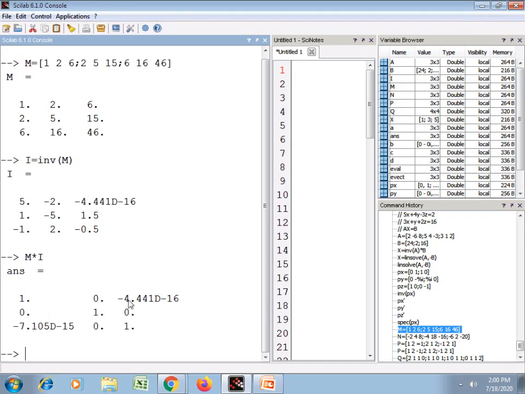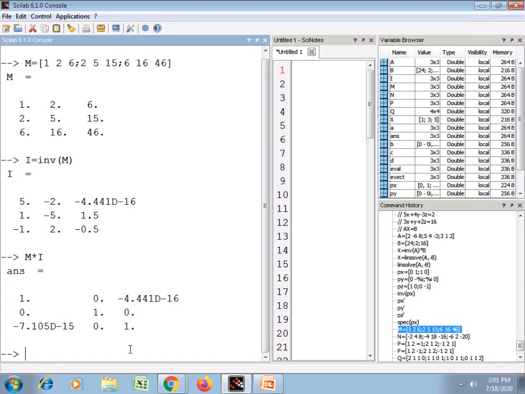These values, minus 4.44 into 10 to the power minus 17, and minus 7.105 into 10 to the power minus 16, are very small, hence can be considered to be 0. So then this is an identity matrix. Therefore, we can say that I is the inverse of the matrix M.